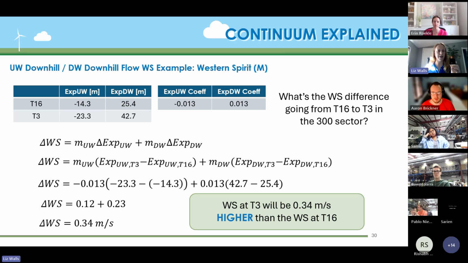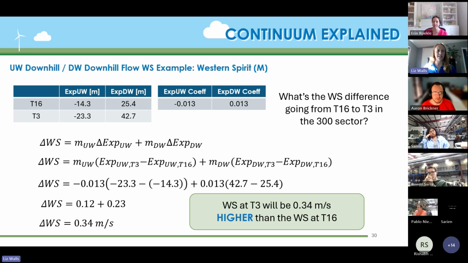Okay, so we have downhill flow for both upwind and downwind. So that's why the coefficients are the same in value, but we have a negative value for the upwind just due to the sign of the negative exposure, but they're the same magnitude. Now we're just going to pop those equations into our Continuum model, the base model. And so we have the two coefficients for the upwind and downwind flow, and then the change in exposure in the upwind direction, change in exposure in the downwind direction.